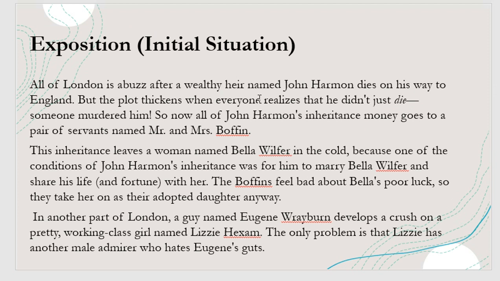The exposition starts, as we mentioned, with the death of the father of John Harmon, and John Harmon being announced dead, and how the father's fortune moved to Mr. and Mrs. Boffin. That's our lesson today.